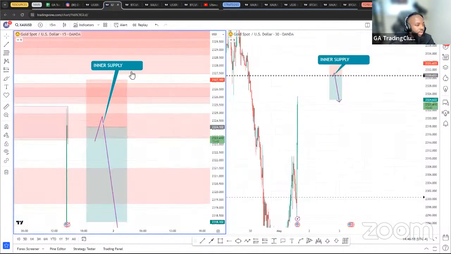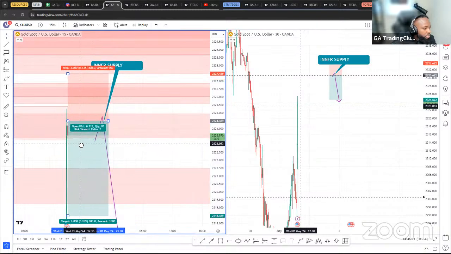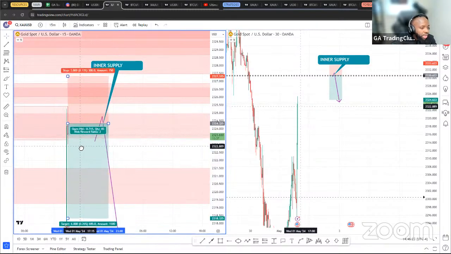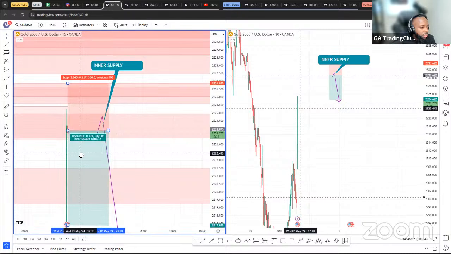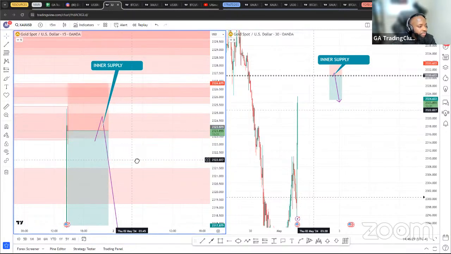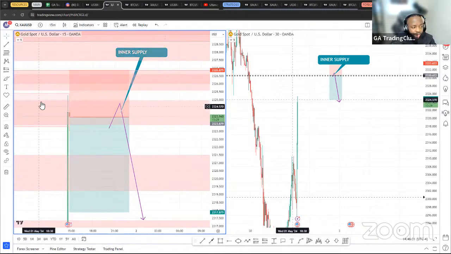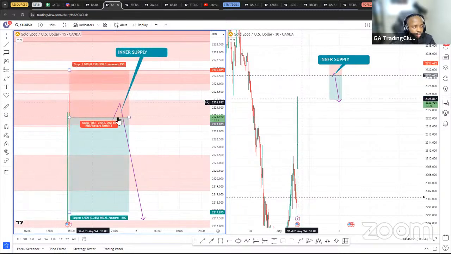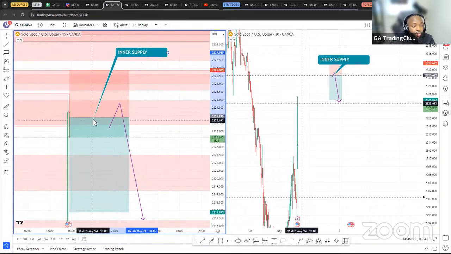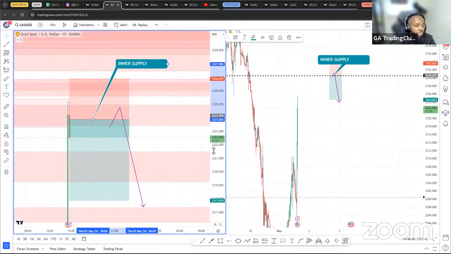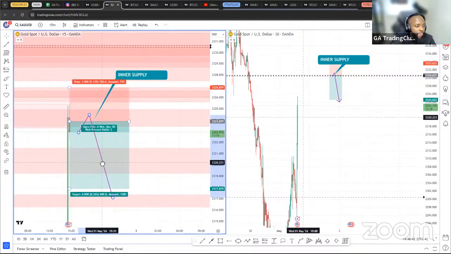23.8 is my entry. So my entry is here, somewhere around there. And again, our zone hasn't been taken out. So we can see we're still in another zone here. So we haven't been taken out. So that's fine. We want to see this demand holding, and there goes gold. We want to see that demand holding for gold.